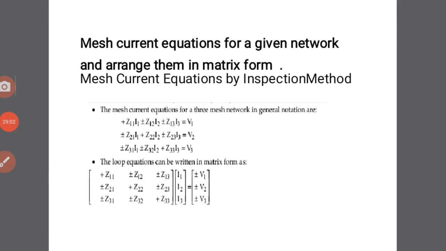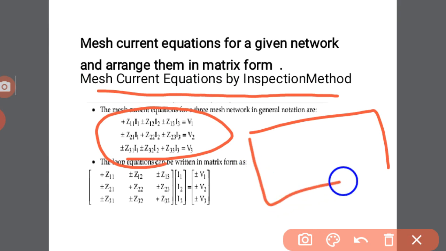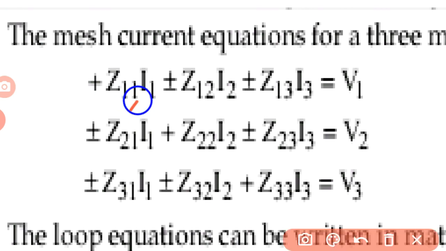Here we directly write down the equations, so this method is called the inspection method. That means from the loop equations we directly note down the values. The self impedances along with the mutual impedances, multiplied by the currents, equal the sum of the voltage sources V1. Here the self impedance is Z11, and next the mutual impedances are Z12 and Z13. The current flowing through the first loop is I1, the second loop I2, and the third loop I3.